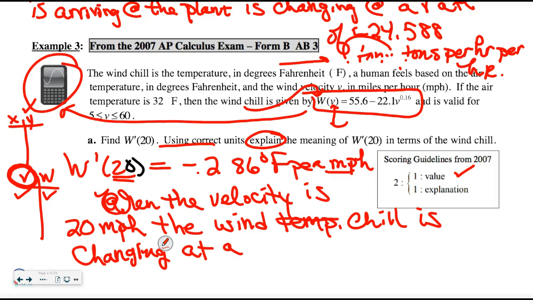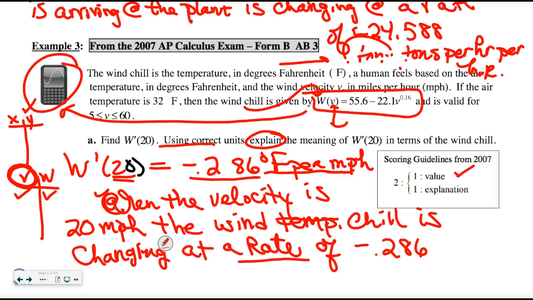at a rate. Every derivative is a rate of change, right, of negative 0.286, or you could say decreasing at a rate of, and you don't actually have to label it again since we already did. Like if I was grading this one, I'm going to check for the value and then an explanation with a label somewhere. And I have the label up here, but I'm just going to put degrees Fahrenheit per mile per hour. We are done. That was weird math, wasn't it?